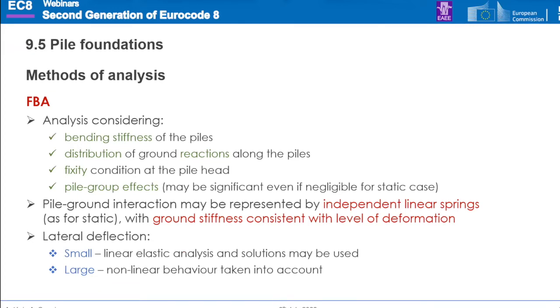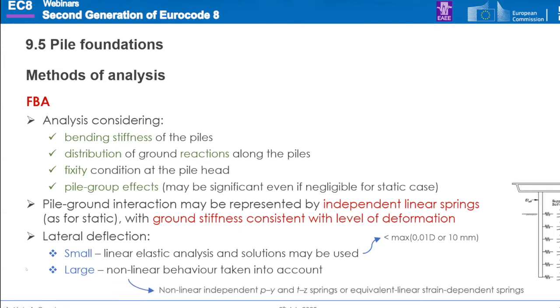And the lateral deflection may be small, and in that case, we may adopt linear elastic analysis and linear elastic solutions. And this small deflection is defined as being either 1% of the diameter or 10 millimeters, whichever is the largest. And in the case that we have larger deflections, then we should take into account the nonlinear behavior, for instance, by having nonlinear independent PY and TZ springs, or otherwise equivalent linear strain dependent springs along the length of the pile.